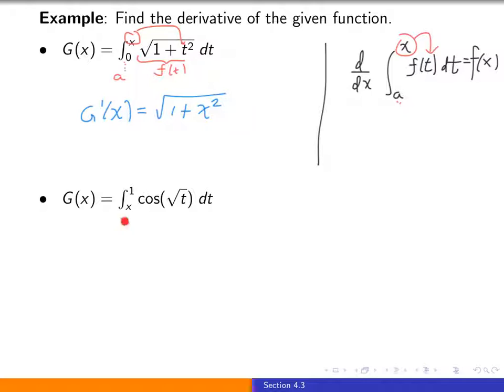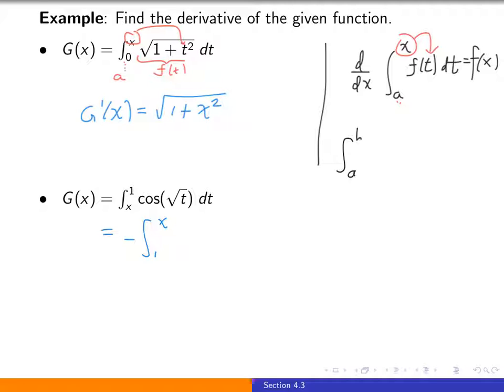Now the second example is going to require a small bit of extra work. This function doesn't have the desired form. We need to go from a number to the variable x. Here we're going from x to a number. So in order to get this in the desired form, that would be 1 to x, we have to introduce a minus sign.